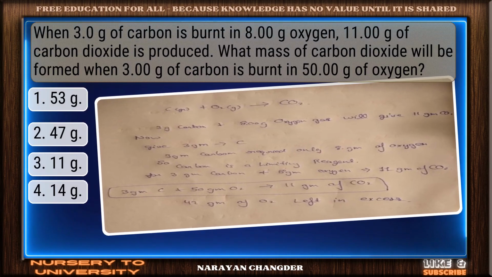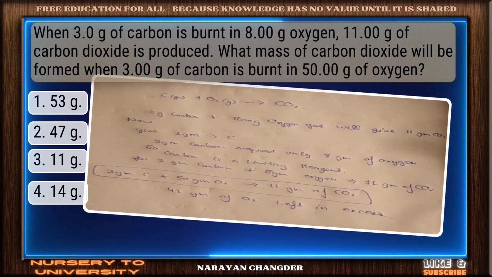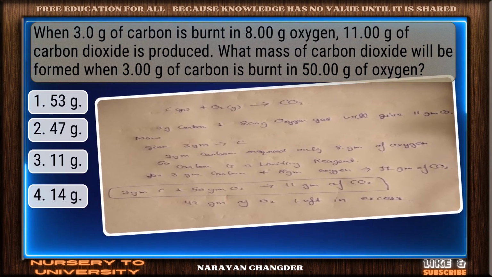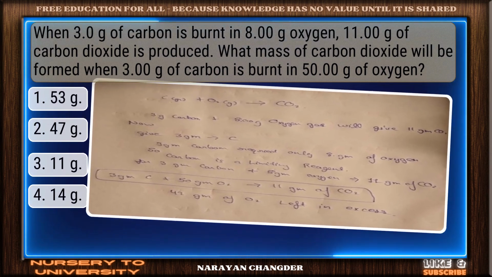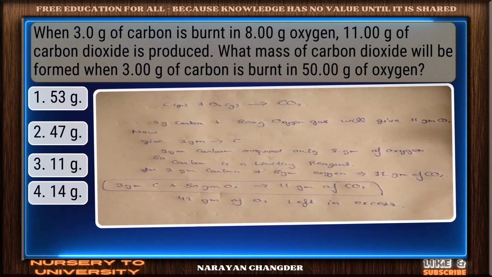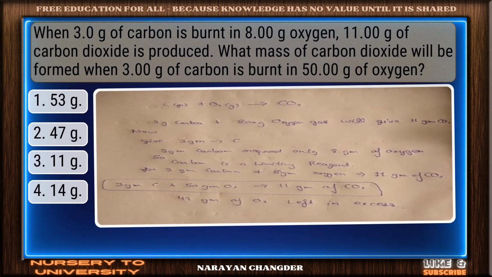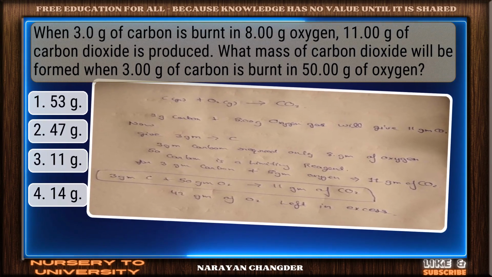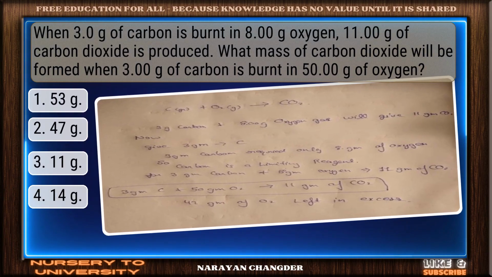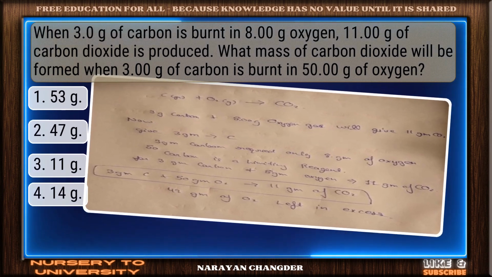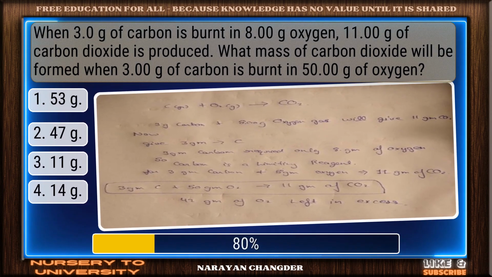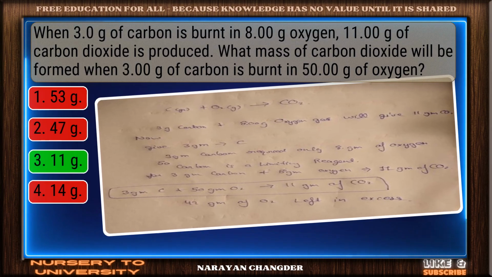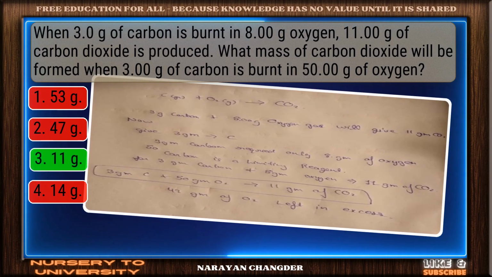Question number 6. When 3.0 g of carbon is burnt in 8.0 g oxygen, 11.0 g of carbon dioxide is produced. What mass of carbon dioxide will be formed when 3.0 g of carbon is burnt in 50.0 g of oxygen? Nice work. You chose 11 g and it is correct.